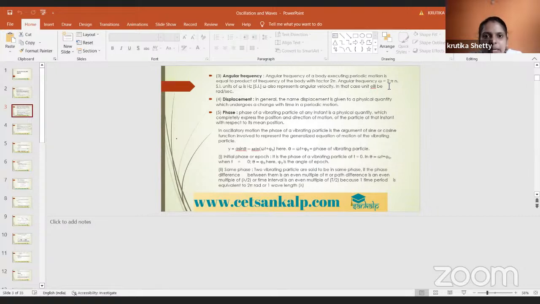Right. Then next, omega also represents the angular velocity. Then the unit of angular frequency, or the frequency, is hertz here. Hertz is the unit here. And displacement. So what do you mean by displacement? In general, displacement is given to a physical quantity which undergoes a change with time in a periodic motion.